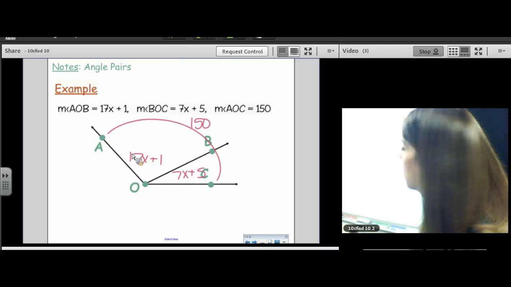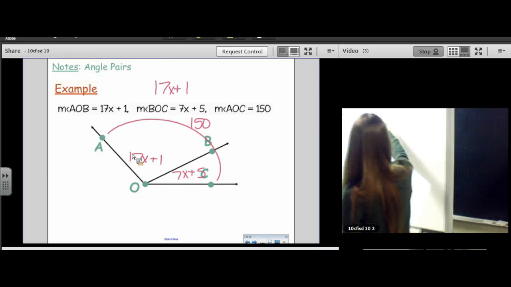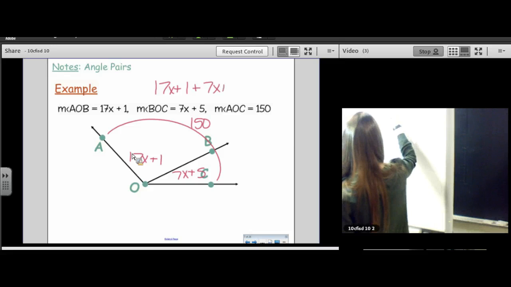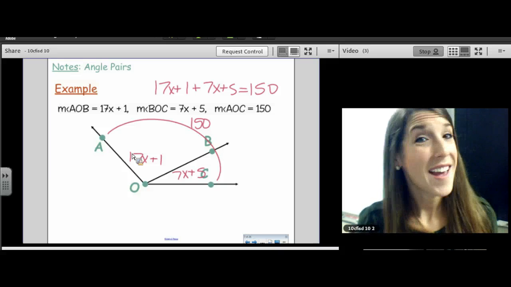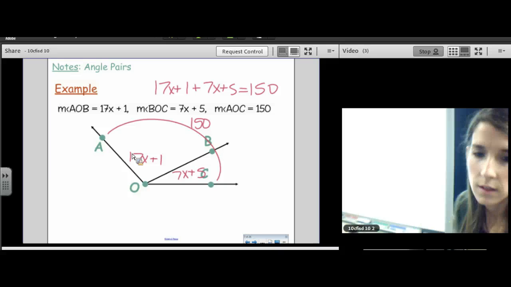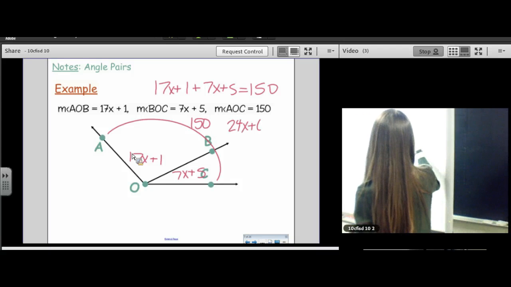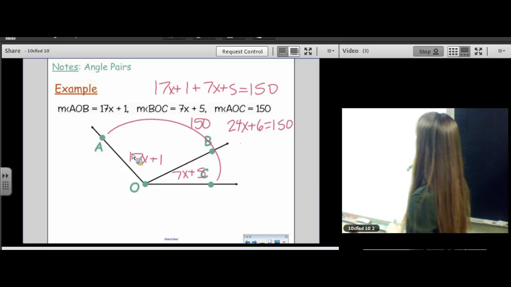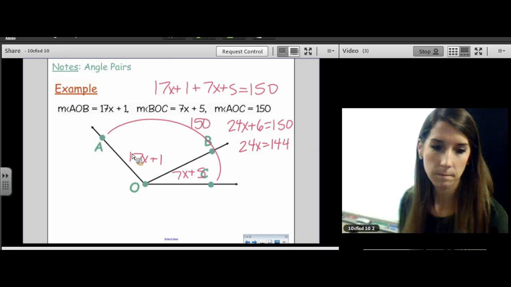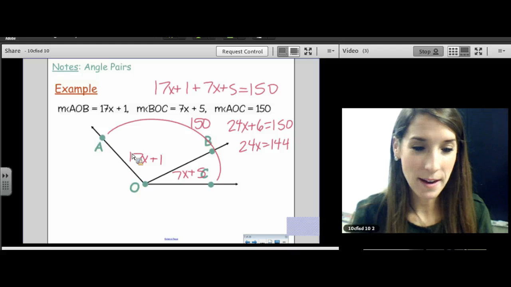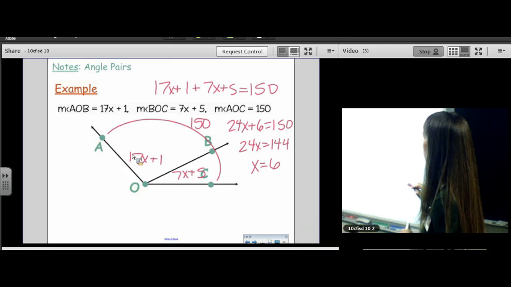So we know that the theorem says if we add AOB plus BOC, we're going to get AOC. Part plus part equals whole. And the rest is algebra. Combine like terms. 24x plus 6 equals 150. Subtract 6. Divide by 24. What'd you get, Dustin? All right. X equals 6.